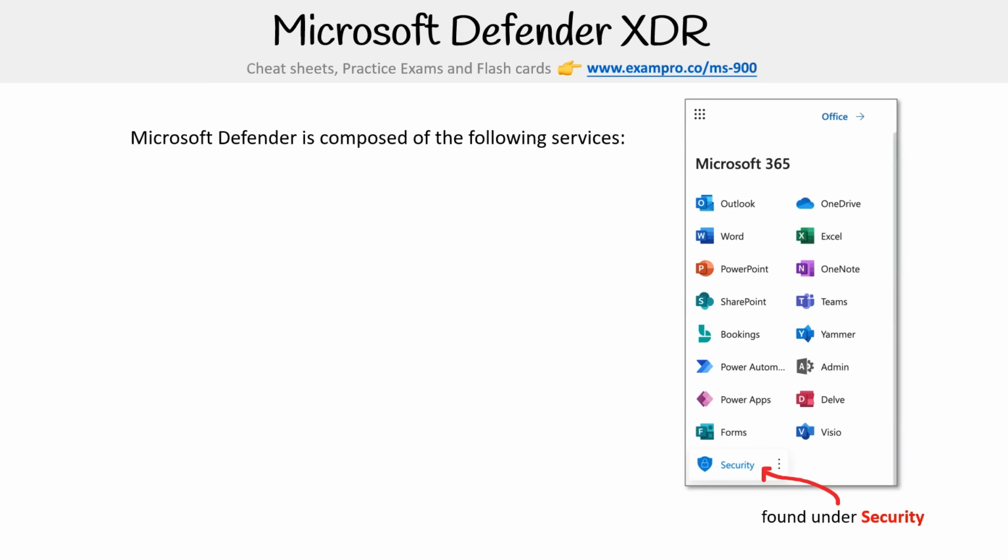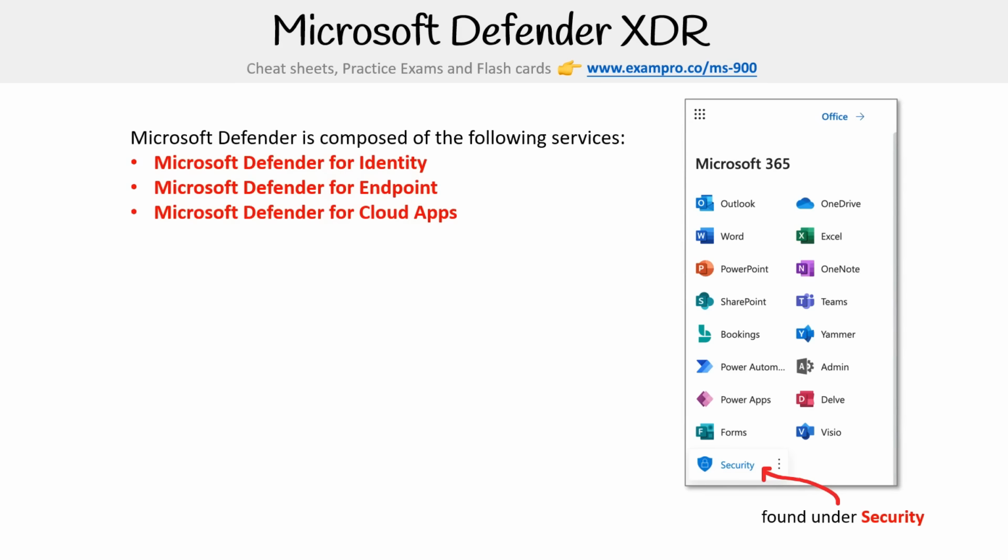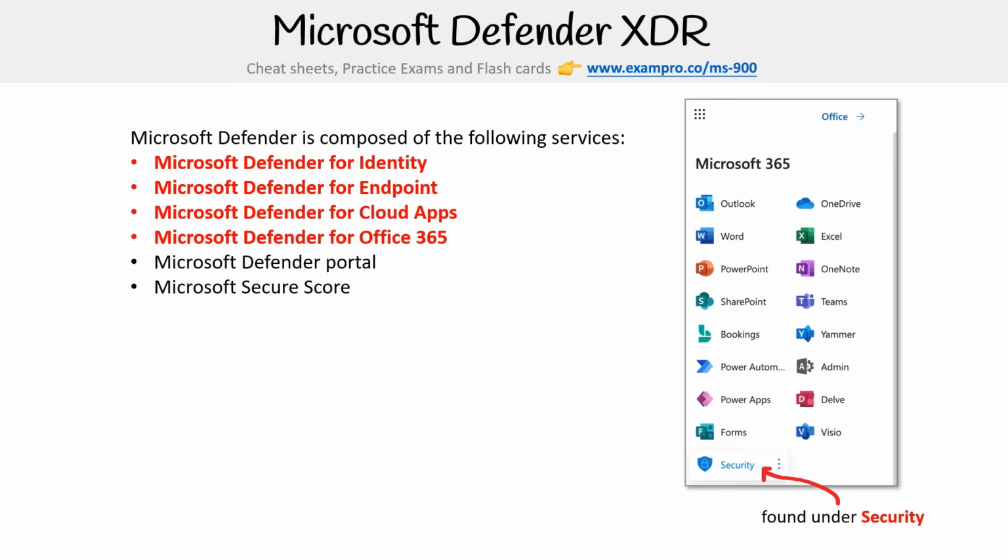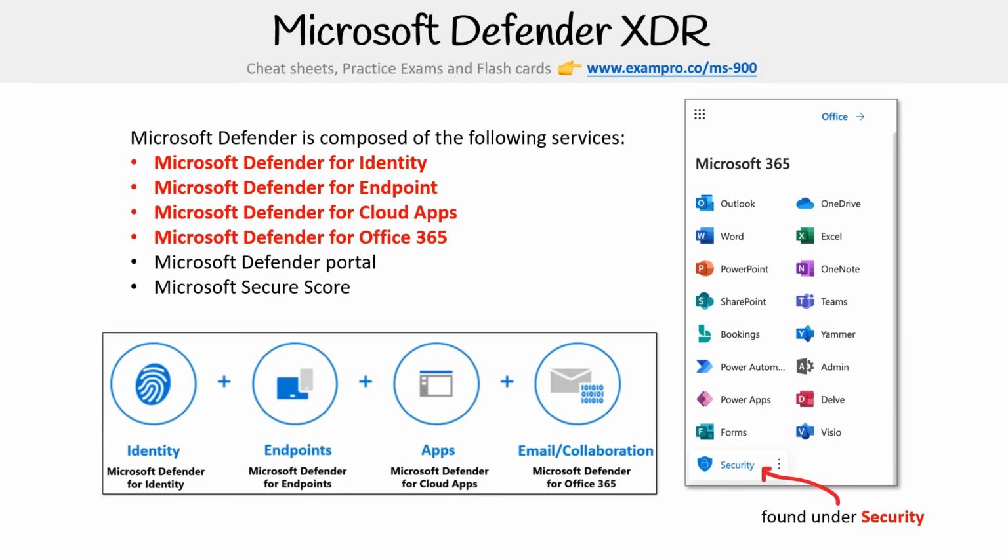Microsoft Defender is composed of the following services: Microsoft Defender for Identity, Microsoft Defender for Endpoint, Microsoft Defender for Cloud Apps, Microsoft Defender for Office 365, Microsoft Defender Portal, and Microsoft Secure Score. By unifying these services, Microsoft Defender XDR enhances your security posture and streamlines threat management across your organization, helping you stay ahead of sophisticated cyber threats. So that's a brief overview of Microsoft Defender XDR.